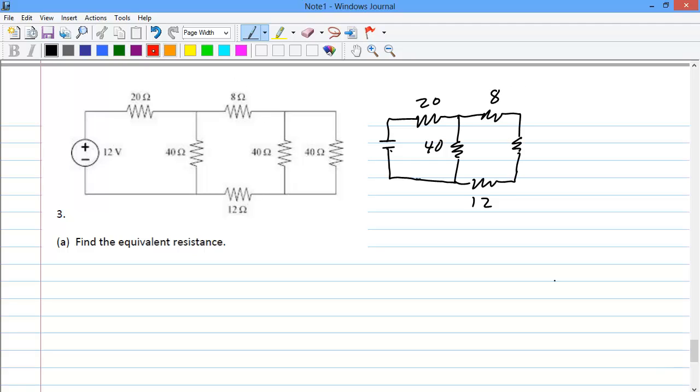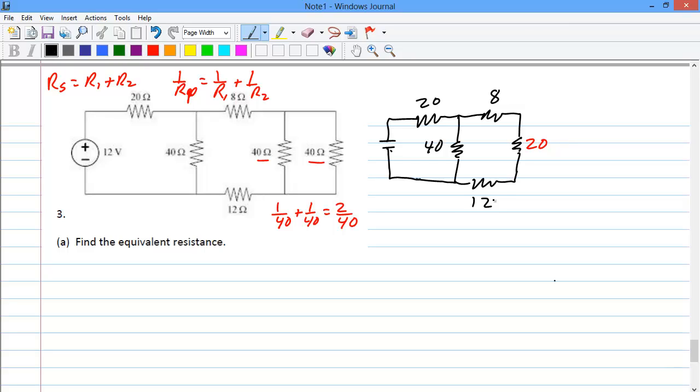But what I've added are the two 40s. They're in parallel. So remember that R in series is R1 plus R2. R in parallel, you're adding the inverses. So if I add those two together, I get 1/40 plus 1/40, which is 2/40. If I flip it, I get that these two are just 20.